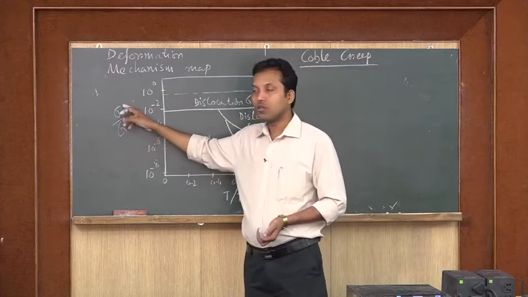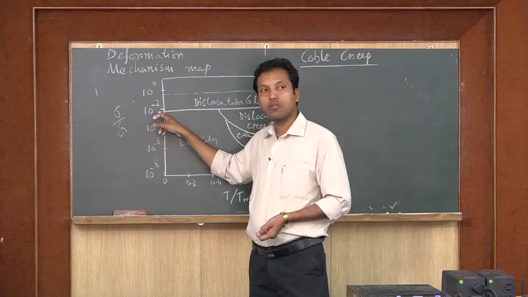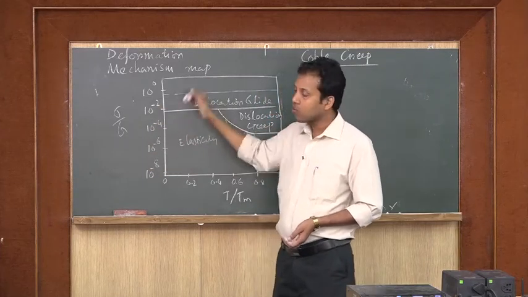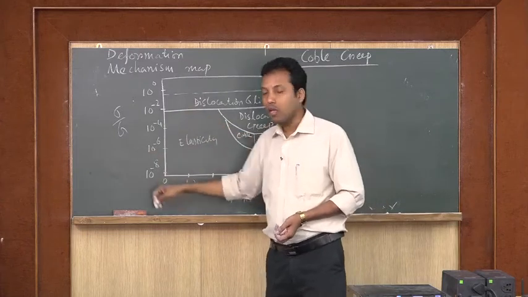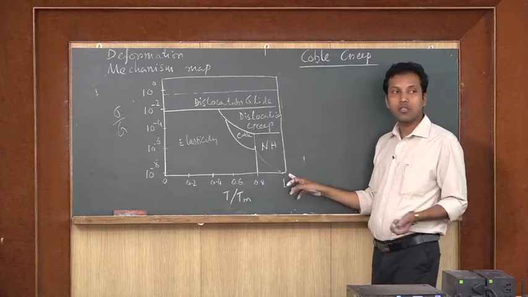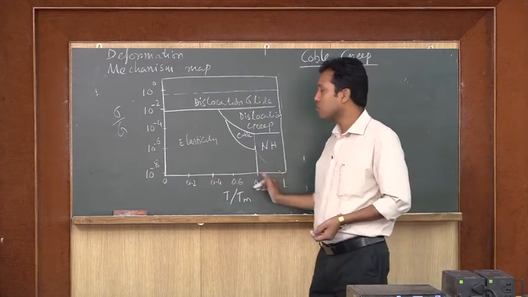So, the applied stress sigma is very high. Sigma by G equal to 10 to the power minus 2 means that way we are reducing the applied stress. And here T by Tm equal to 1 means this is the melting point of the material, and that way it is reducing temperature.